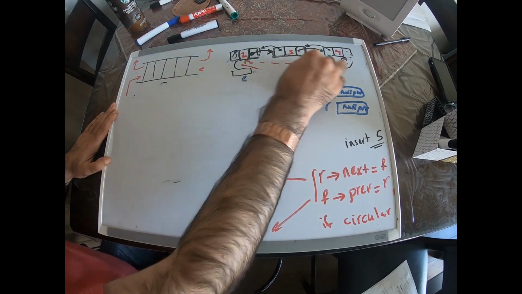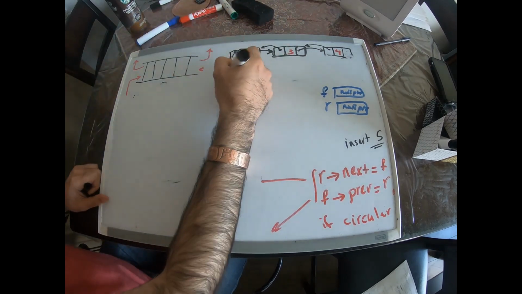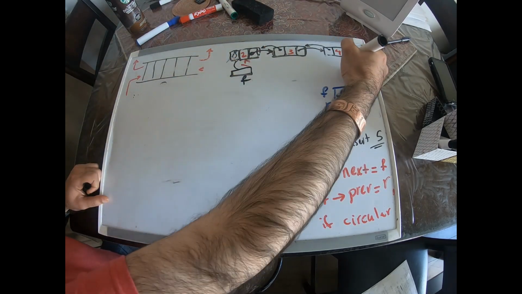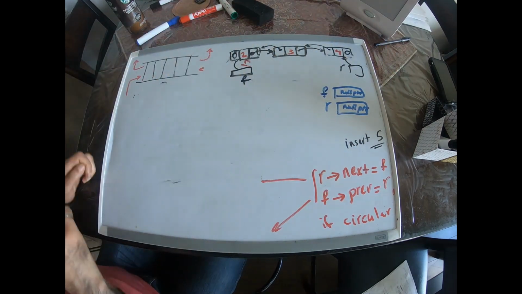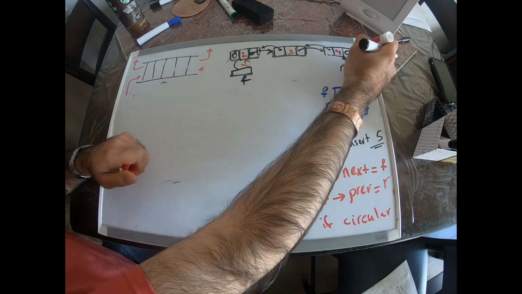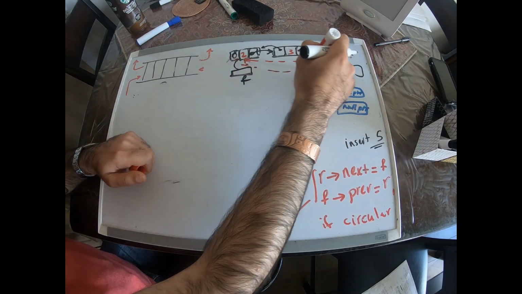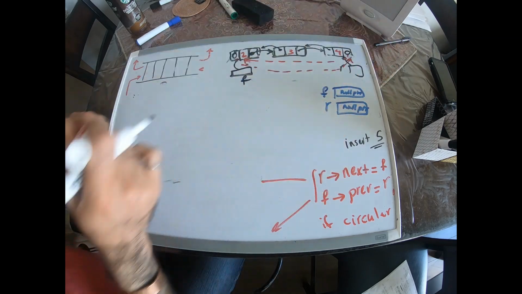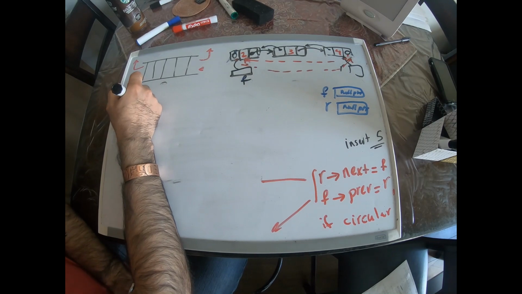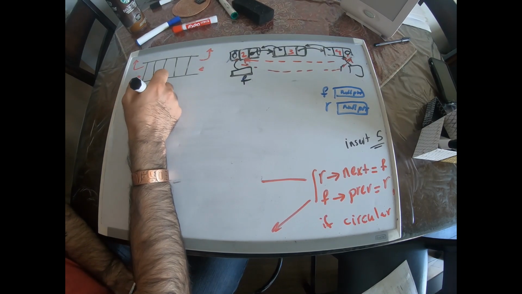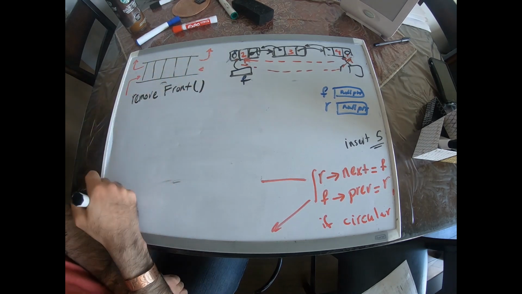Okay, I'm just gonna write this one again here, front and rear. This is 0, this is 0. If you want to make it circular, this is pointing here. This is going to be pointing here. Okay, so now let's write remove from front.